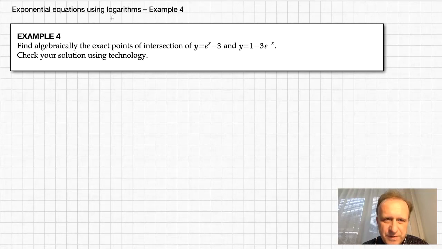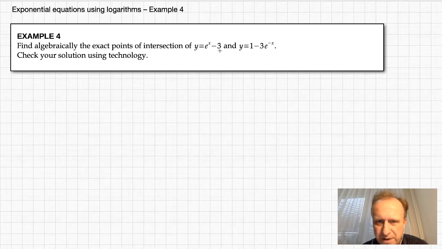Exponential equations using logarithms, example 4. Find algebraically the exact points of intersection of y equals e to the power of x minus 3 and y equals 1 minus 3 times e to the power of negative x. Check your solution using technology. So what we have to do is to find exact points of intersection of two functions.